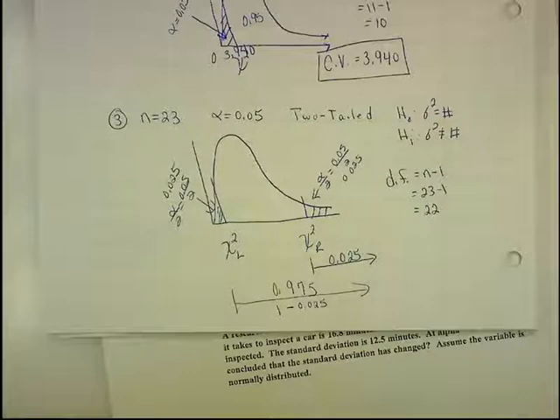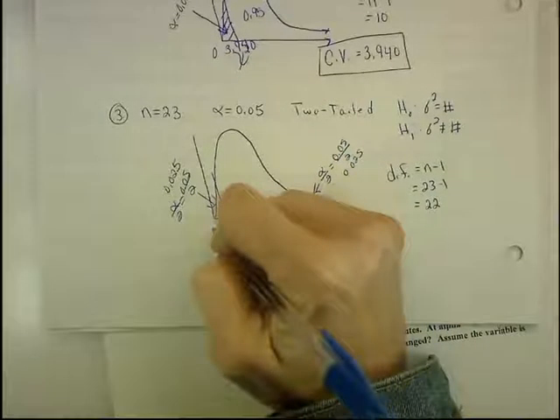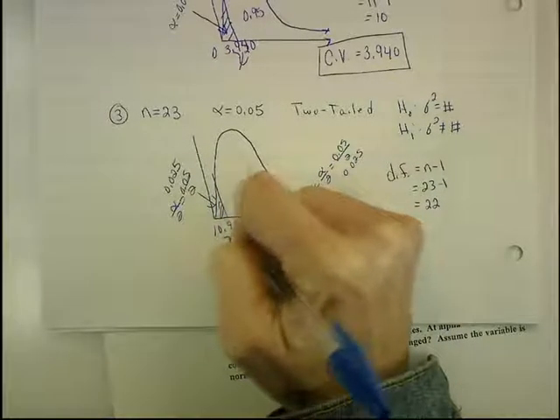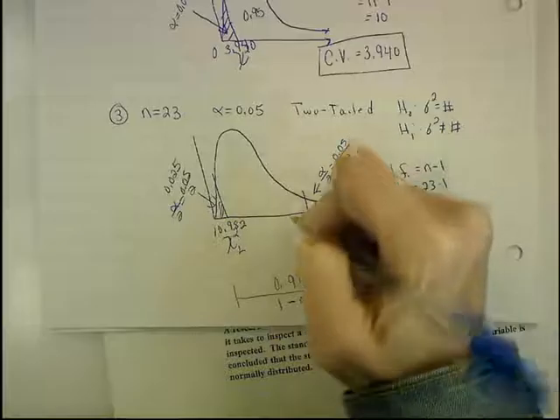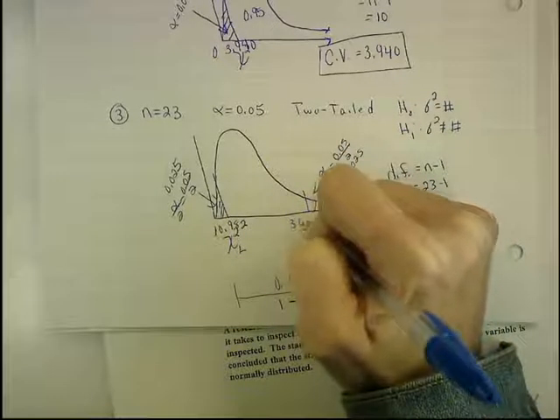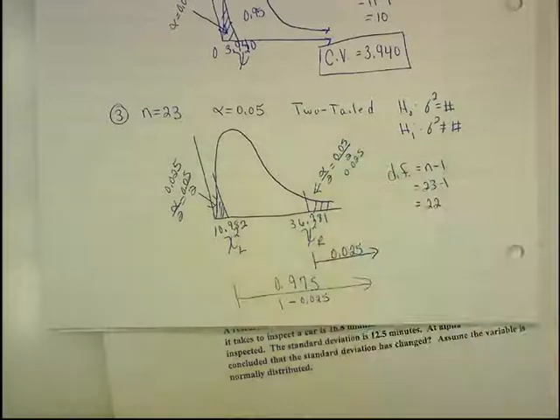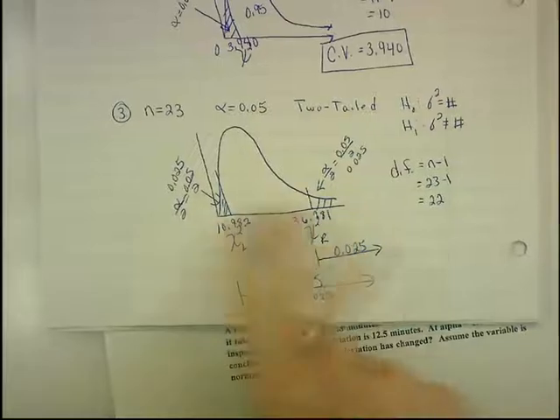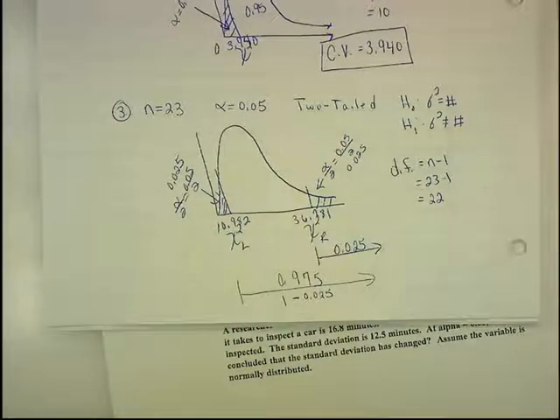And that pretty much sums up what you would have to do. This one was 10.982, and this one was 36.781. Again, they're both positive. So we have two critical values, 10.982 and 36.781, and they would determine our rejection regions. That pretty much sums up finding critical values for any type of test that you can be given.